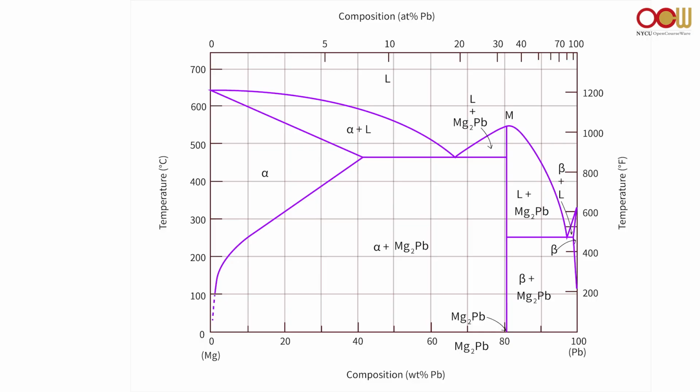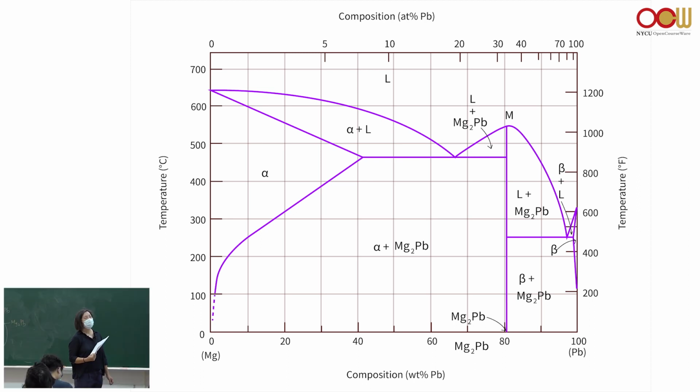Okay, one more question. Let's say I have a material that is 50 weight percent lead and 50 weight percent magnesium. When will that material start to melt? If I have something that's 50 weight percent magnesium, 50 weight percent lead, when will that material start to melt? 460, 470 degrees Celsius, something like that. When will that material finish melting? Completely liquid.